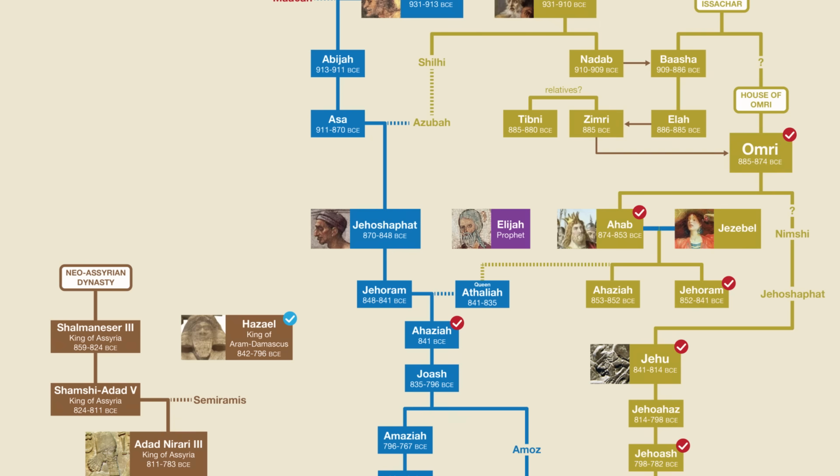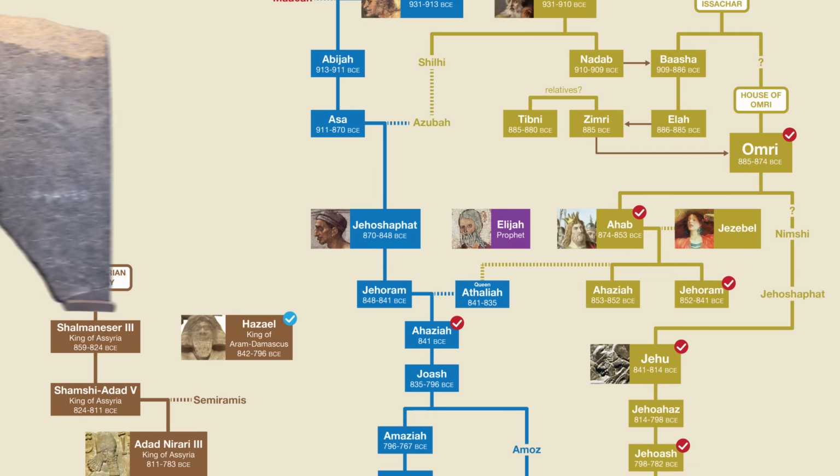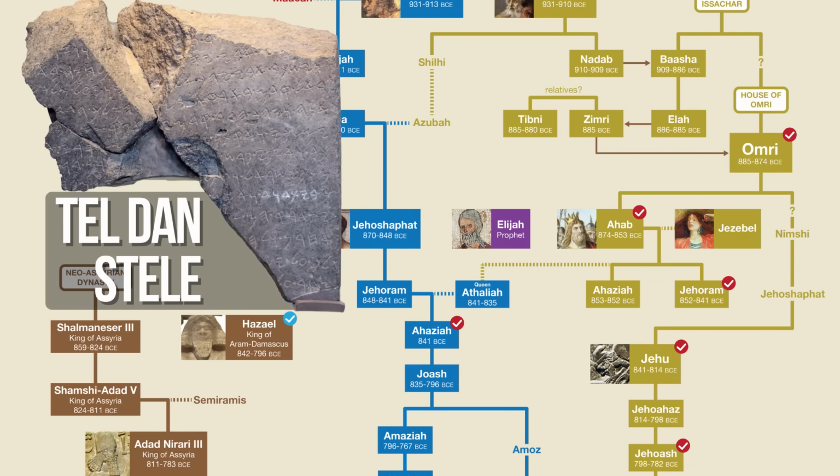According to the Bible, he's killed during a war with the kingdom of Judah and is followed by his sons Ahaziah and Jehoram. Jehoram's name appears on an artifact known as the Tel Dan Stele, which was discovered in the 1990s and currently is housed in the Israel Museum in Jerusalem. That inscription confirms a story told in the Bible in which Jehoram, king of Israel, and Ahaziah, king of Judah, are defeated by Hazael, king of Aram Damascus.